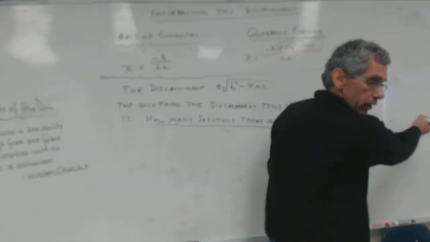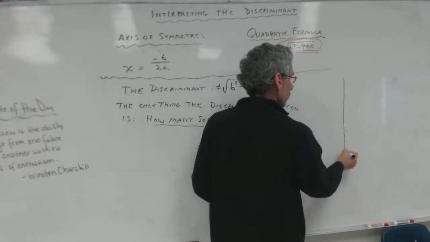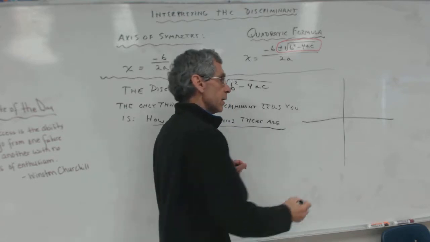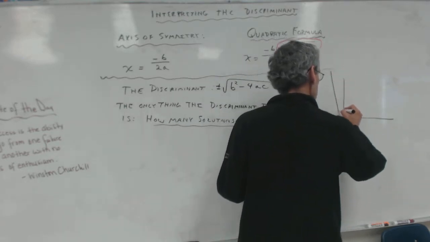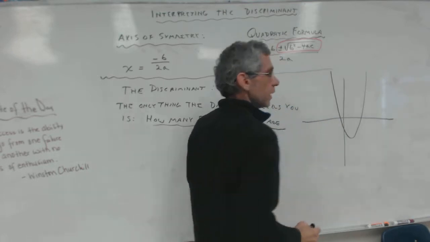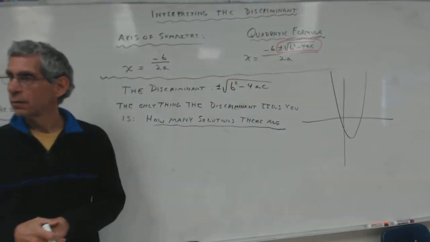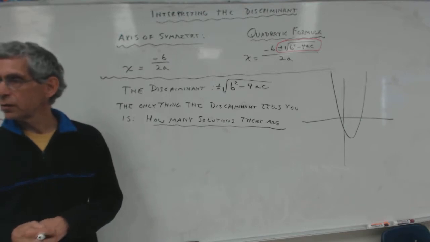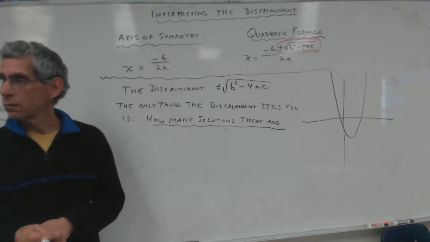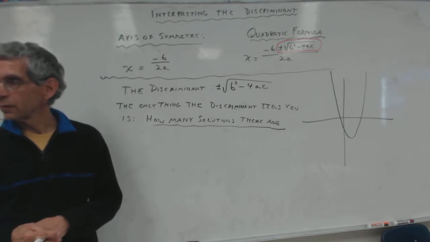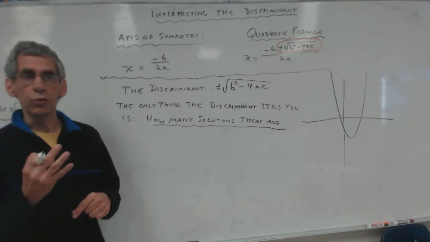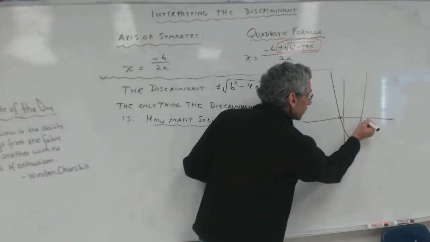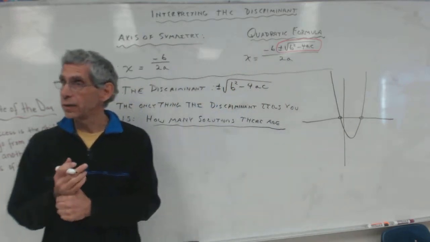So think about it. If I have a graph, how many solutions are there to that? Two. A solution is a zero. It's the same thing as an x-intercept. X-intercepts, zeros, roots, solutions, they're all the same thing. This is the solution right here, and this is the solution right here. It has two solutions, right?